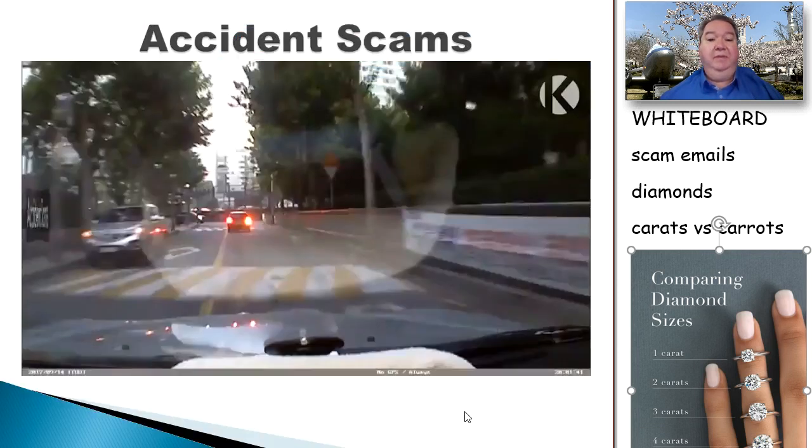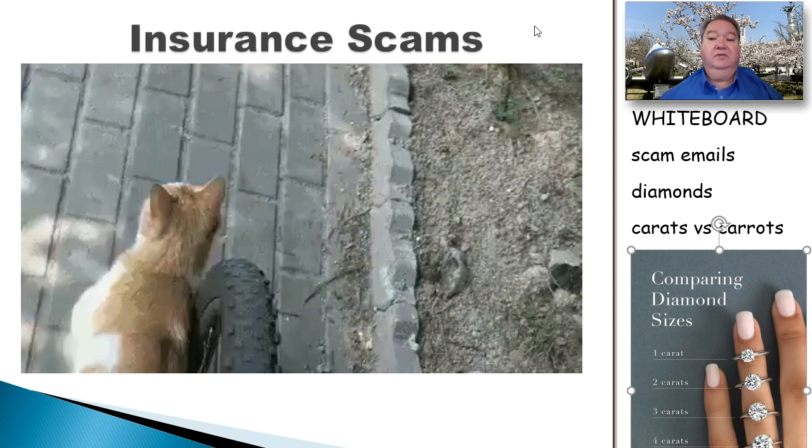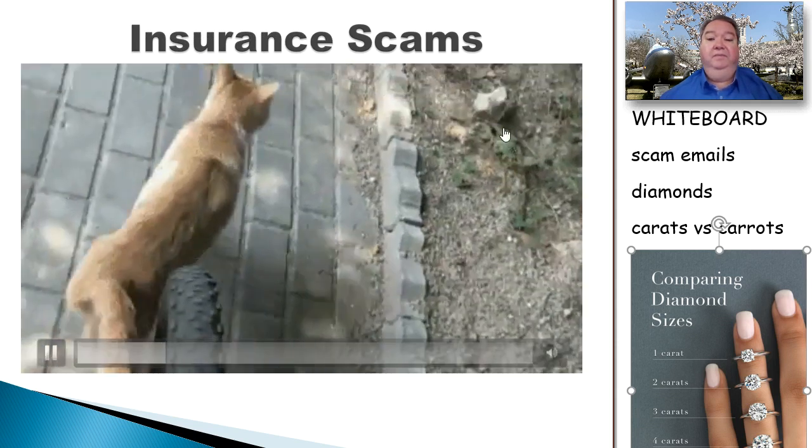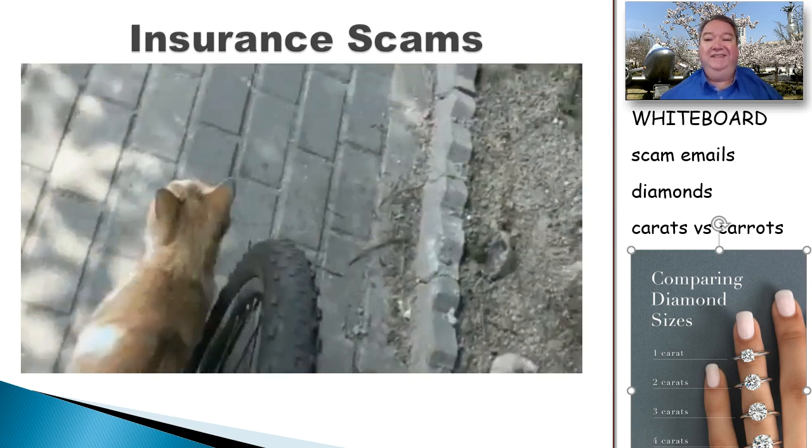And we looked at some examples. We looked at some accident scams where people try to commit some sort of insurance fraud to get money from drivers because they claim or they pretend to be injured in an accident. We even looked at this little cat here trying to pretend to be injured in front of the bicycle here.